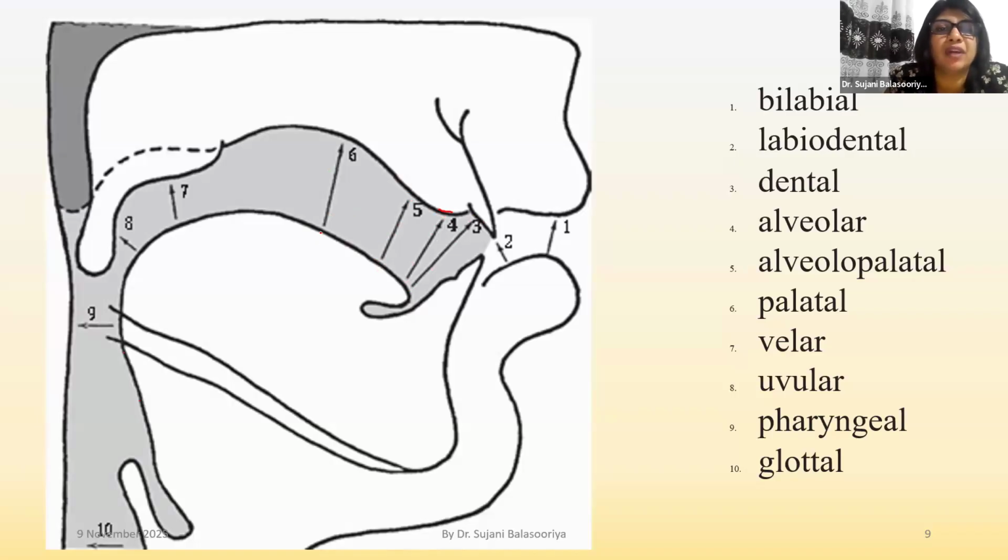Number 6, palatal, front of the tongue and the hard palate. Then number 7, velar, back of the tongue and the velum. Number 8, uvular, again back of the tongue and the uvula. Pharyngeal, root of the tongue and the pharynx. And the last one, number 10, glottal, inside the larynx, in between the vocal cords. Right, so these are the 10 different places according to place of articulation. All right, hope you have completed your note.